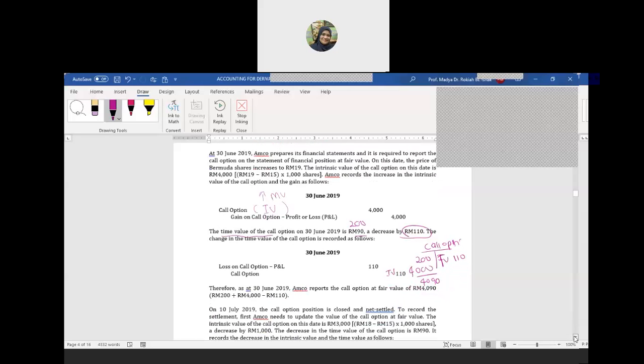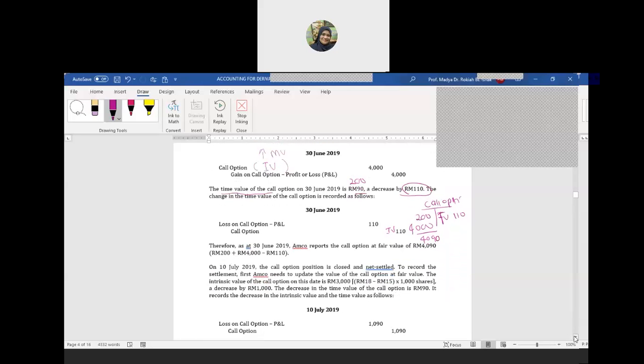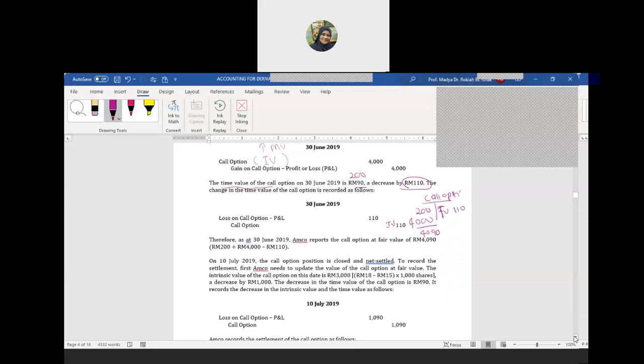Okay, and then on 10th of July, the call option position is closed and net settled. We'll test that one. To record the settlement, first you need to update the value of the option. The first one, you need to update the value of the options.